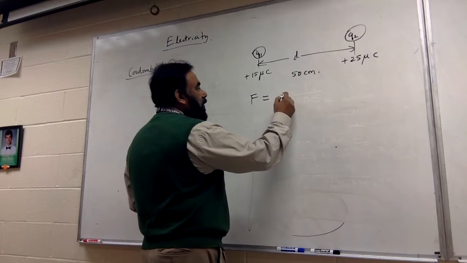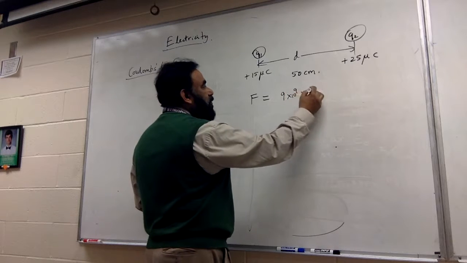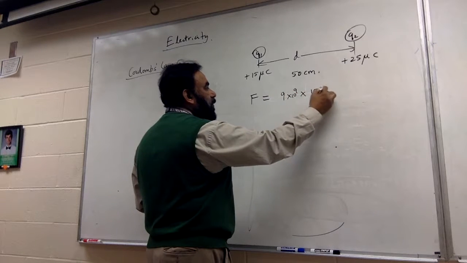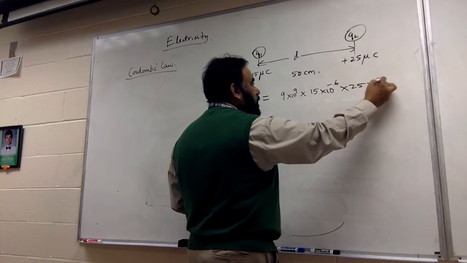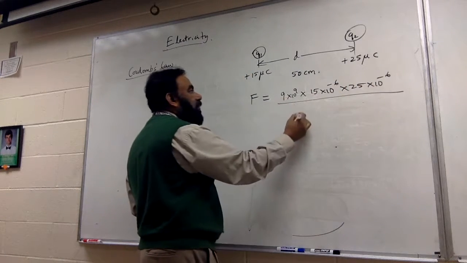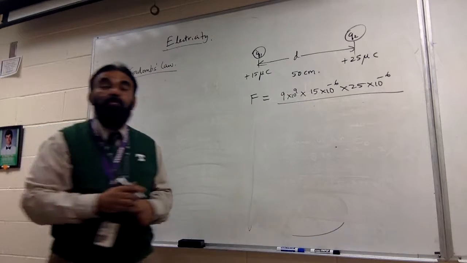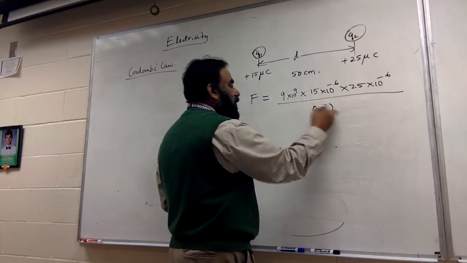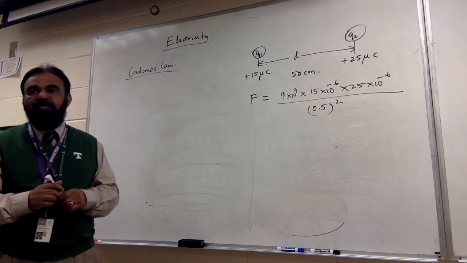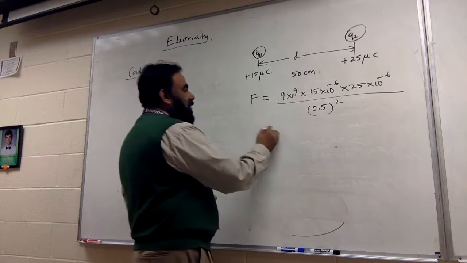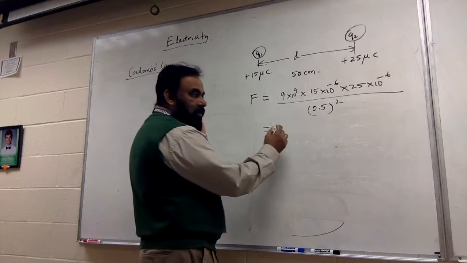Substitute. K, 9 times 10 power 9, times Q1, 15 micro, times 25 micro, over 0.5 square. Remember to change it from centimeters to meters. I said everything should be in proper SI units. Calculate this and let me know what you get. 6.75 newtons. How much? 6.75 newtons.